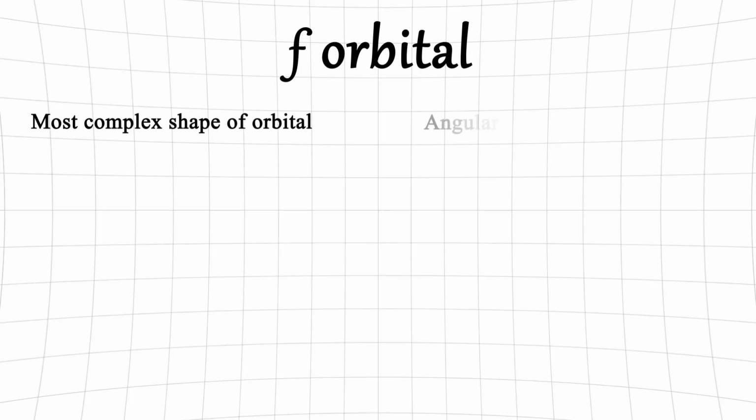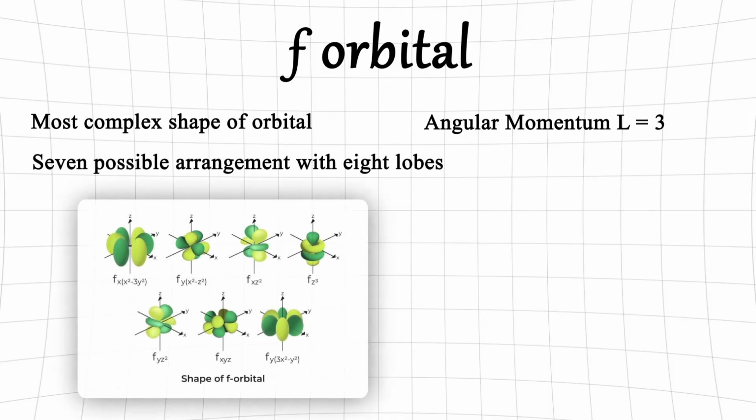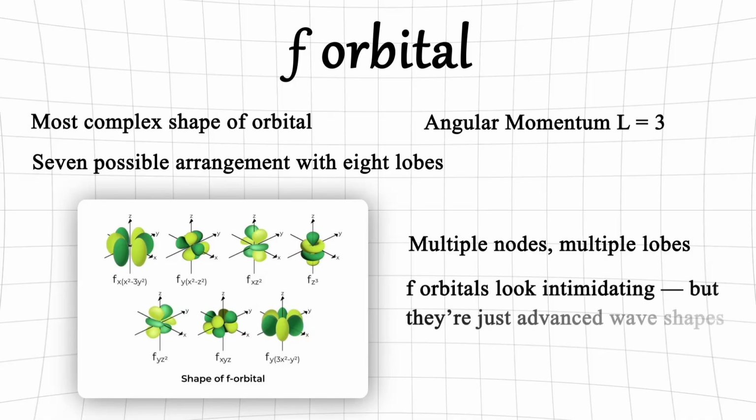And finally, f orbitals. These are the most complex ones. Angular momentum value is 3 for f orbitals. There are 7 possible f orbitals, usually with 8 lobes or more exotic shapes. Multiple nodes, multiple lobes, very intricate wave patterns. That's why f orbitals look intimidating, but they're just advanced wave shapes, nothing more.